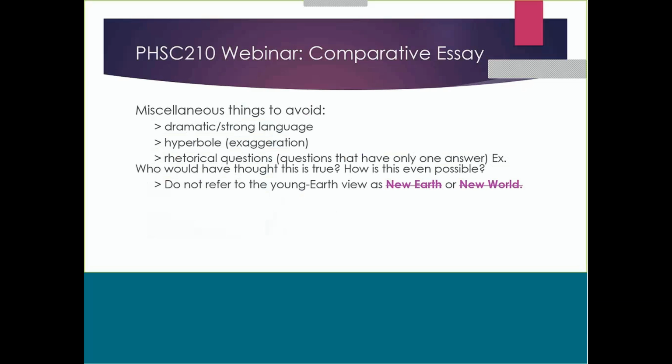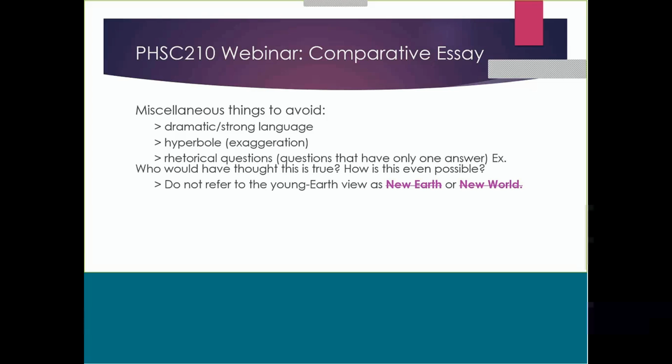Miscellaneous things to avoid. Dramatic, strong language, where you get really strong with your point. Hyperbole, exaggeration, is where you exaggerate something like this: nowhere in the entire universe does this happen. You know, that would be maybe hyperbole. Then rhetorical questions. Avoid rhetorical questions. What are they? Questions that have only one answer. Who would have thought this is true? How is this even possible? So it's actually a literary technique that can be very effective in certain kinds of writing, but it's discouraged in a formal science research paper.